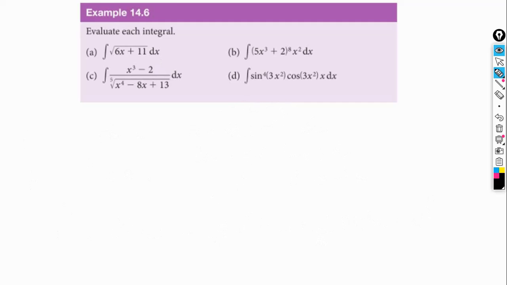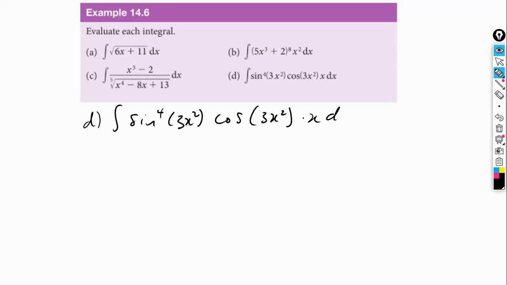Okay, so last but not least is example D. So I'll write it here. D is the integral of sine to the 4 of 3x squared times cosine of 3x squared times x dx. So the obvious option for u is going to be sine of 3x squared. Why? Well, because it's the one that is to the power of 4.